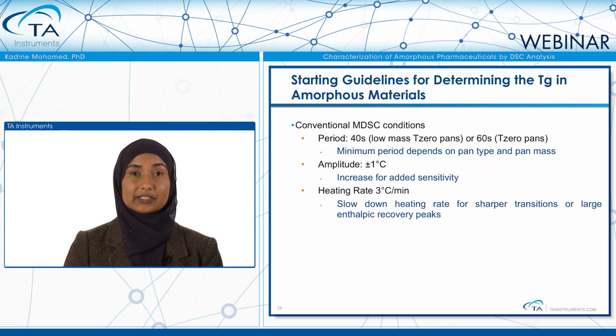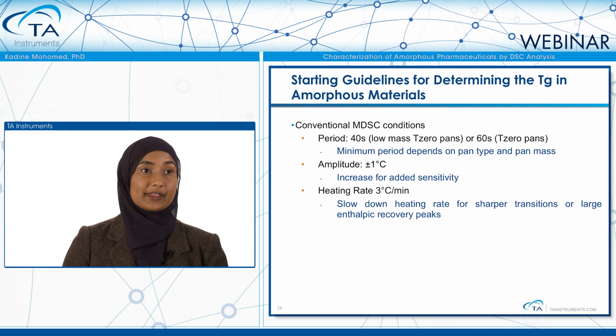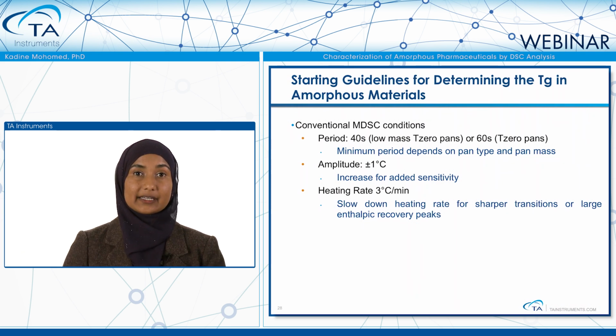So some guidelines for determining the glass transition of amorphous materials. And certainly these are guidelines. You can choose to edit these numbers as needed, depending on your sample. So for the period, which is once again the time it takes to complete one full modulation cycle, for the low mass pan, which weighs about 50% less than the T0 pan, it offers less resistance to heat flow and is oftentimes used when the highest level of sensitivity is needed in detecting your transition.